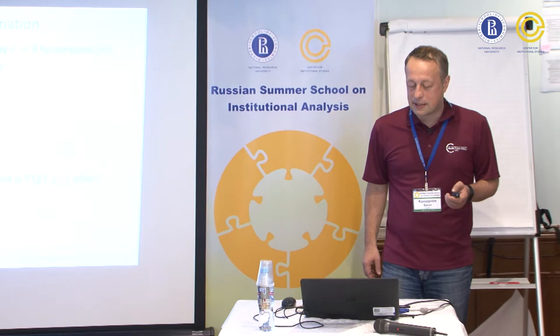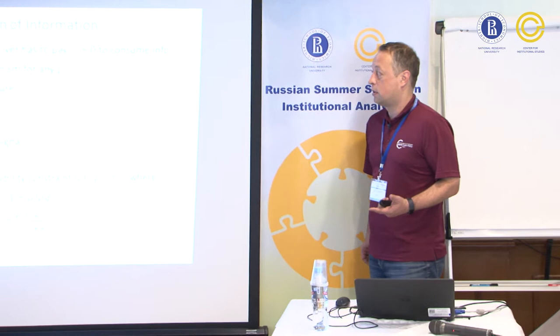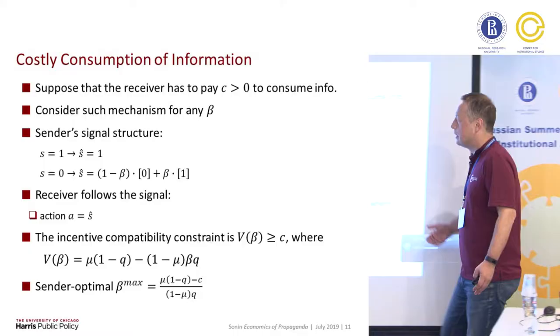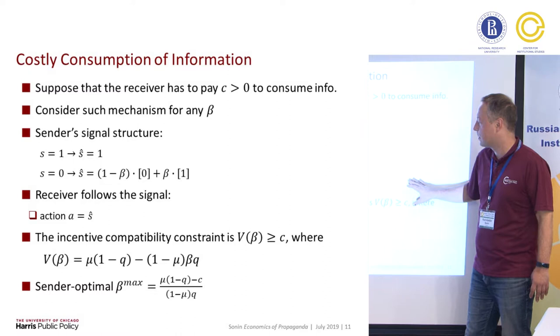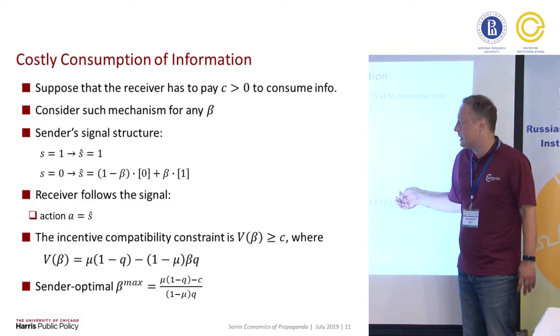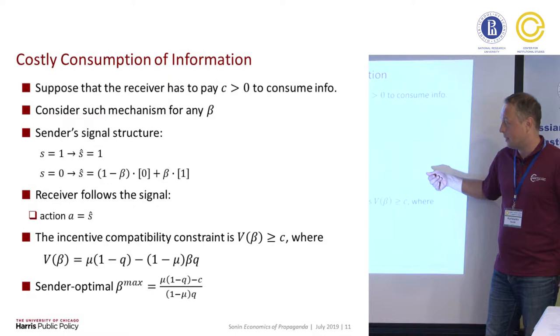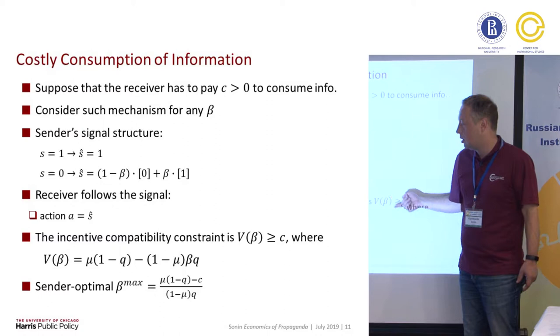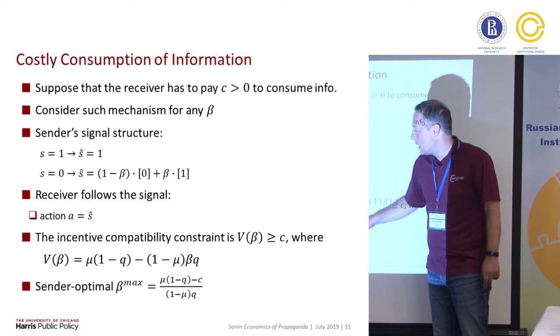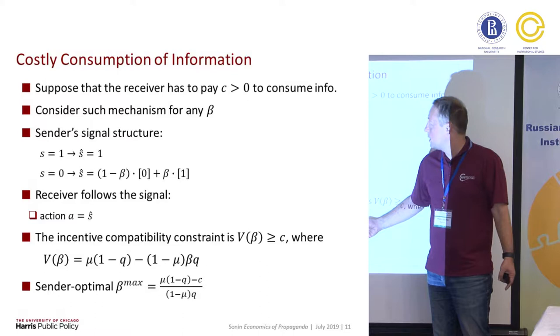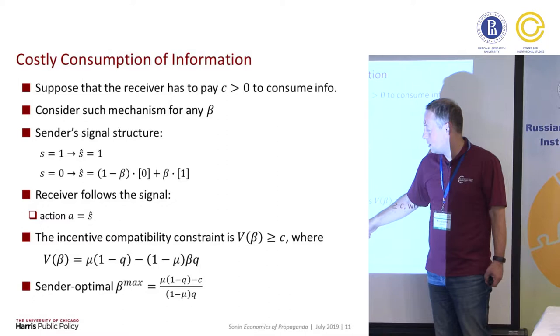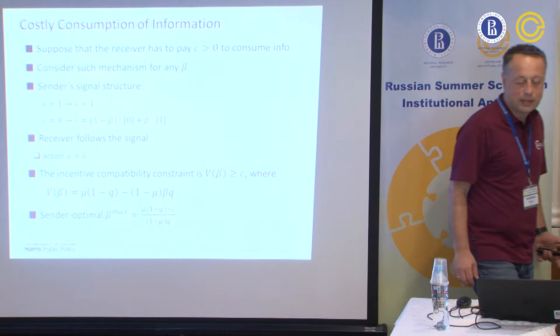Now, we will do the same exercise, assuming that the receiver has to pay some cost to consume information. Again, consider such a mechanism for any beta. Do the same exercise for the incentive compatibility. So the incentive compatibility eventually will be that the value of consuming this signal with the level of bias beta should be higher than C, which means that the receiver would want to buy the media which sends the signal with this amount of bias. Again, this is just the same calculation as on the previous slide, and we will get the sender-optimal bias, which means that if the cost of subscribing to media is high, then the bias should be lower, so the news should be more truthful. Otherwise, people would not buy this media.